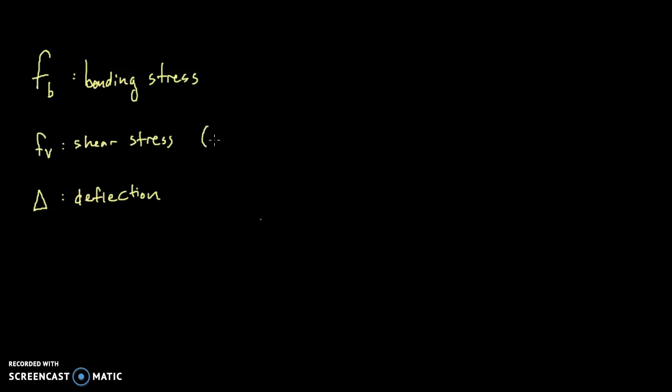Now, this shear stress rarely controls. So essentially what we're going to do with shear stress is we're just going to check it at the end. After we've selected our beam size, we'll do a quick check to make sure that shear stress is not exceeded. In 99 times out of 100, it will not. But it's still a formality we need to attend to. So what we really need to check here is bending stress and deflection. Those are the two major things.